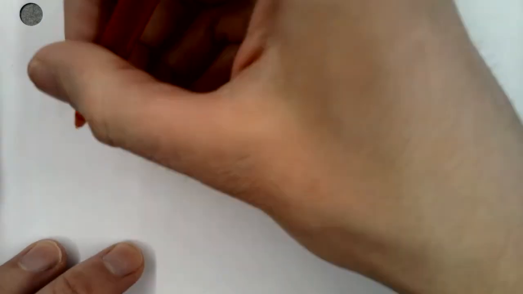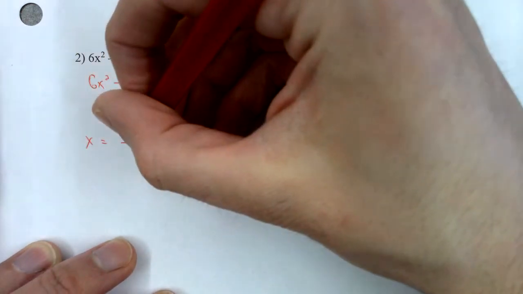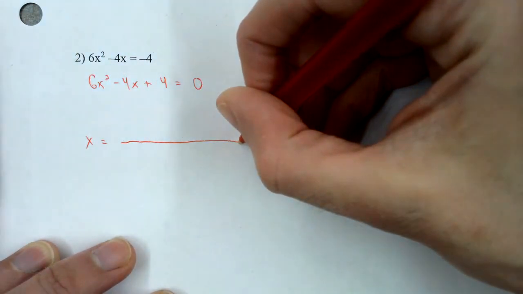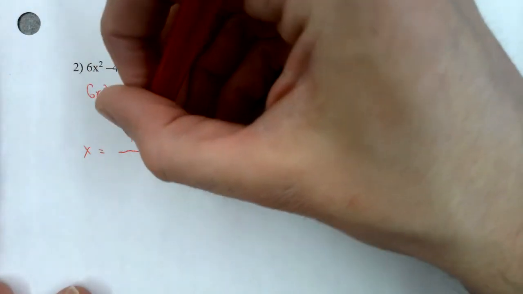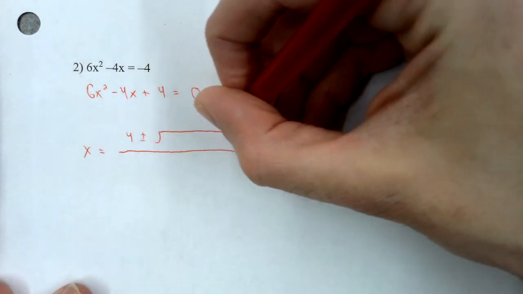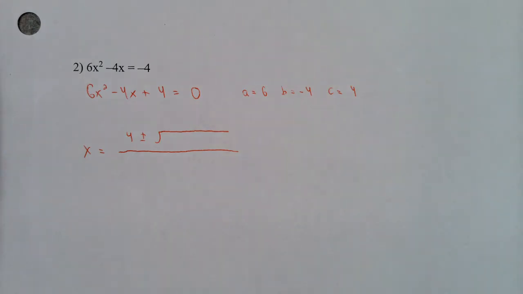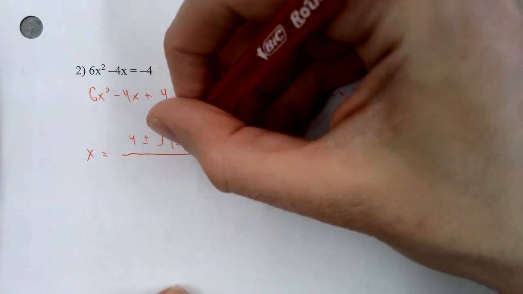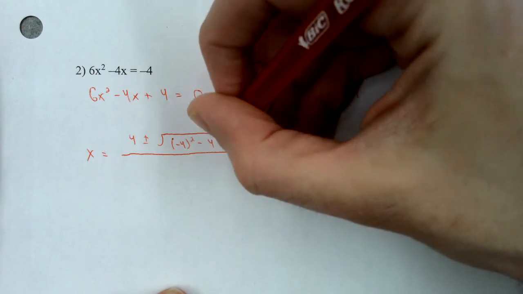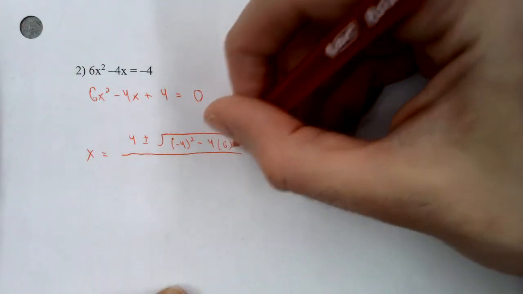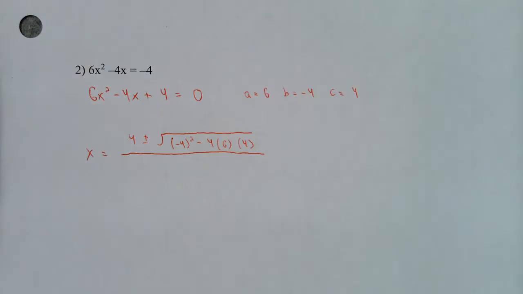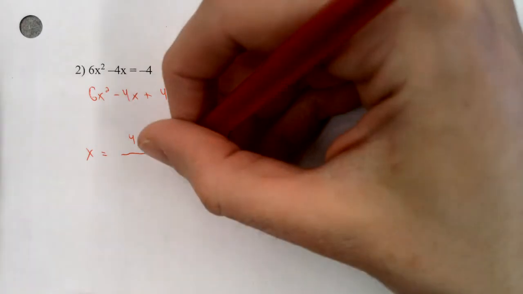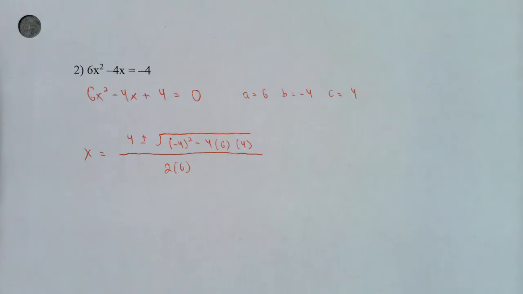Now we'll substitute into the quadratic formula. First thing is opposite of B, so opposite of negative 4 is positive 4. Plus or minus the square root of B squared, so negative 4 squared, minus 4 times A, which is 6, times C, which is 4. That's all divided by 2 times A, which in this case means 2 times 6. Okay.